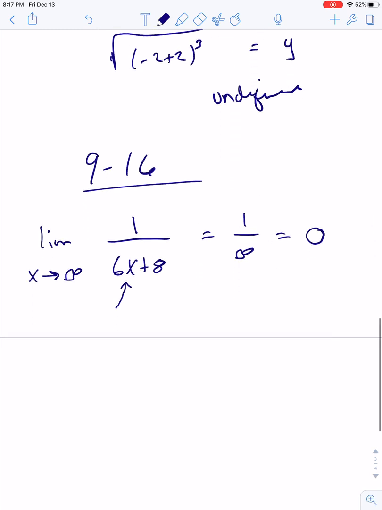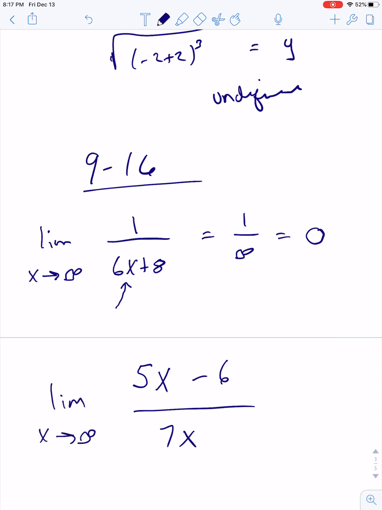Another method for solving these is to just graph them and see what happens as x is getting bigger and bigger and bigger. So let's do another example. Let's say (5x - 6) over 7x. So the limit as x approaches infinity.